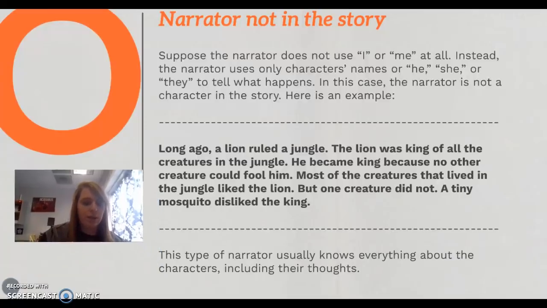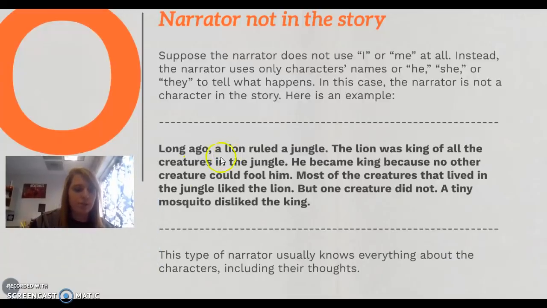So clearly, our narrator, whoever is telling the story, is not a part of the story himself or herself. They're just outside talking about what they see. So this type of narrator usually knows everything about the characters, including their thoughts. And this is going to be third person point of view.